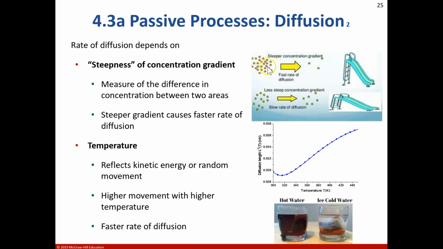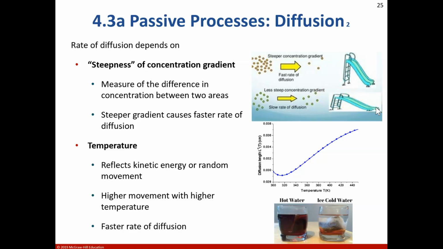So here you can see we have a very high concentration of ions, whereas here we have a low concentration. So this is a steeper concentration gradient; you can think of it as a tall slide. Whereas here we have a higher concentration, but it's not quite as high, or as much of a difference, as what we have to the right of our screen. So we have a slower rate of diffusion; you can think of it as this lower slide.